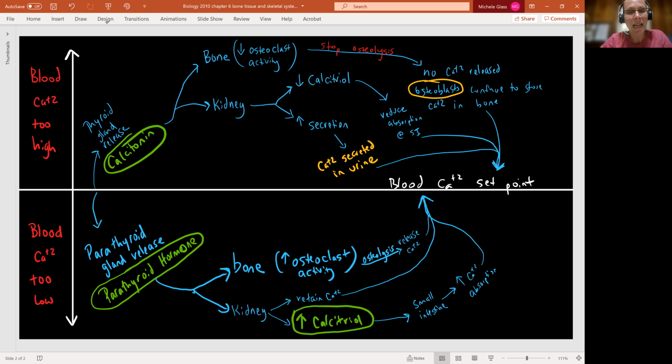When we see what's happening at the kidney, we are reducing the release of that calcitriol, effectively shutting down absorption of calcium from the small intestine. When we also see at the kidney, we're increasing secretion, that means we're actually causing extra calcium to leave the body in our urine. And so because we're storing calcium in our bone, we're not absorbing it from our diet, and we are getting rid of extra at the kidney, collectively then we're able to return our calcium levels to set point. All right, that's it for chapter 6.